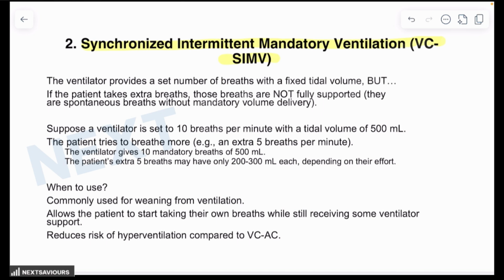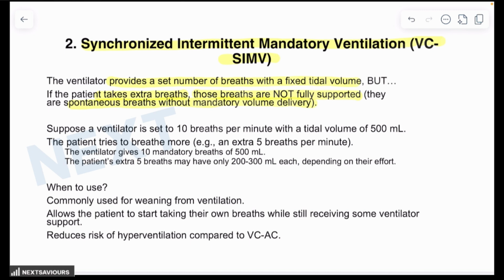But the key point over here is that the ventilator provides a set number of breaths with a fixed tidal volume. But if the patient takes an extra breath, those breaths are not fully supported. They are spontaneous breaths without mandatory volume delivery. That means there will be a variation in the volume which is provided by the ventilator.